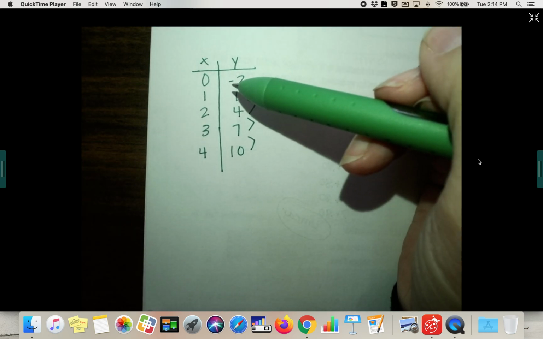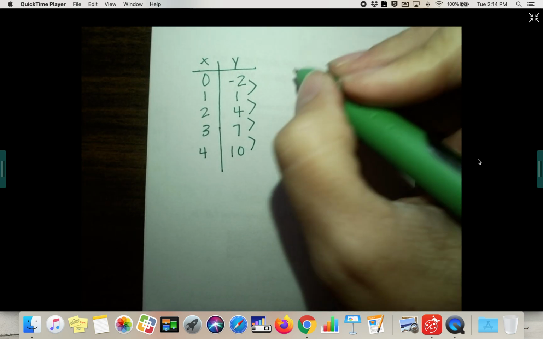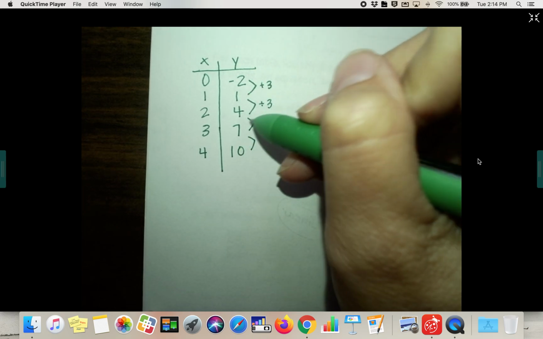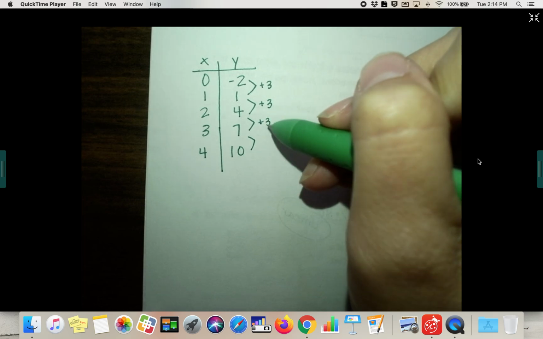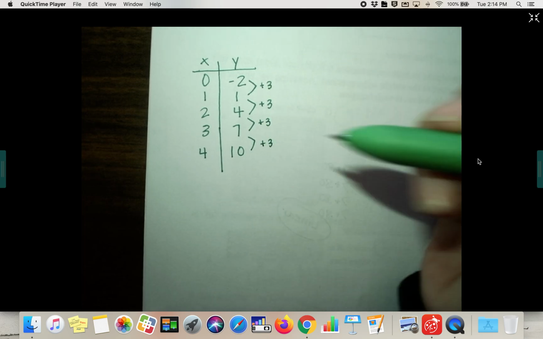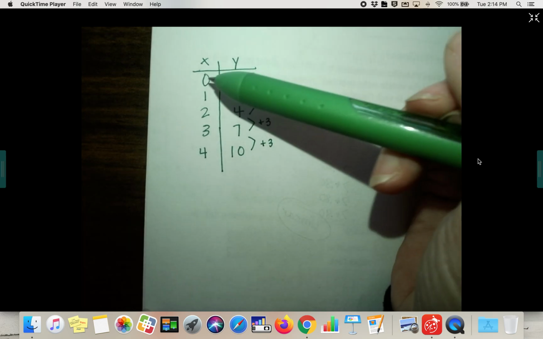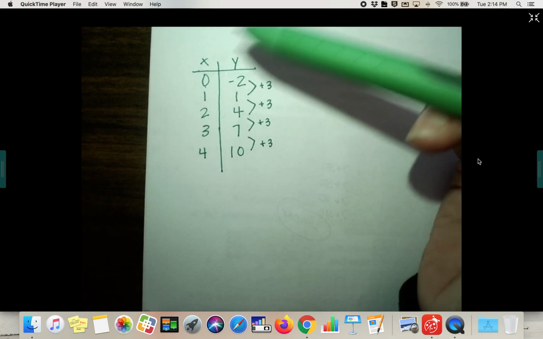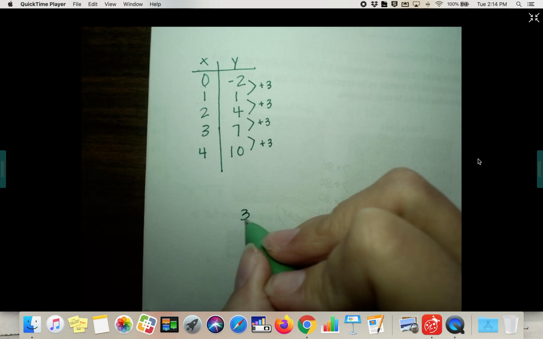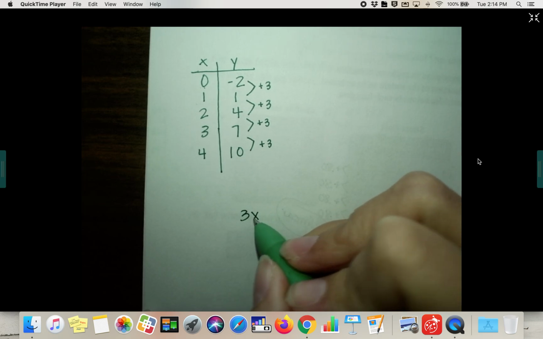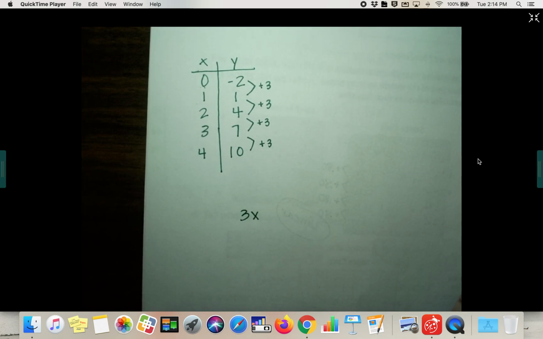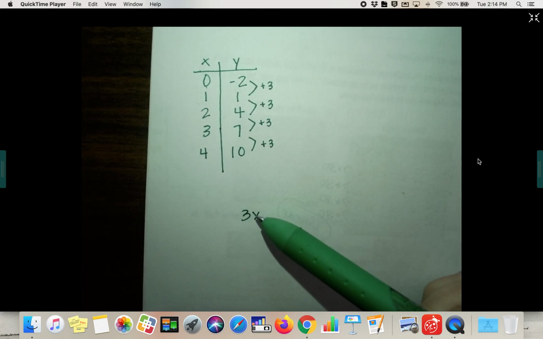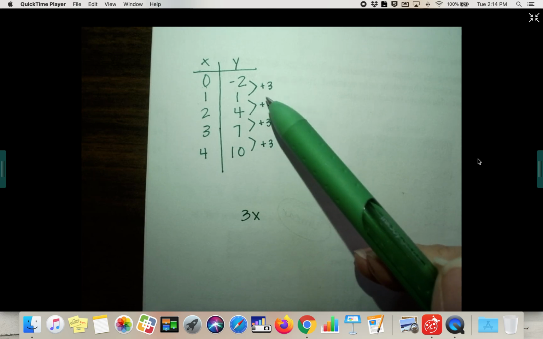The y's are doing plus 3. From 1 to 4 is plus 3. From 4 to 7 is plus 3. From 7 to 10 is plus 3. And if these are counting up by 1s, which they are, 3 over 1 would just be 3. That is the number that gets multiplied by your x. So we're taking x and multiplying by 3 because our pattern is plus 3.